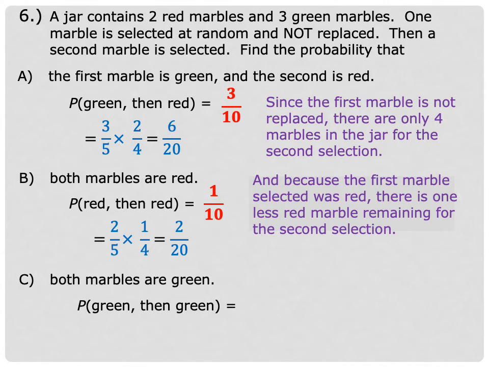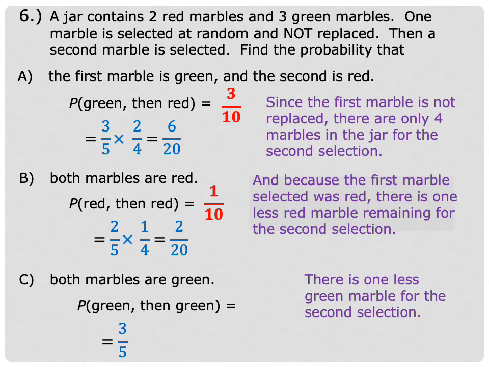If you want the probability that both marbles are green, the probability of getting a green first is 3 out of 5. And now there's 1 less green marble for your second selection. So for your second selection, there's only 4 marbles left, and only 2 of them are going to be green. So the probability of getting both green marbles would be 3 out of 10.